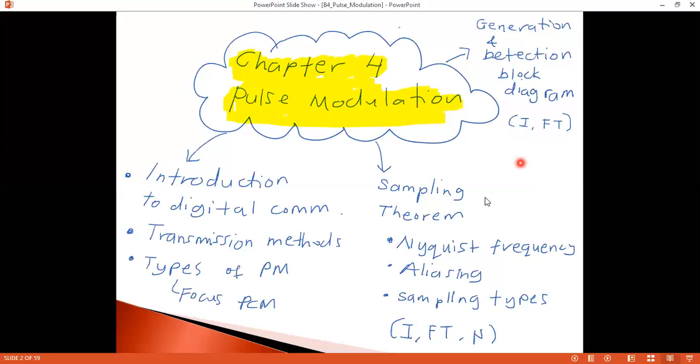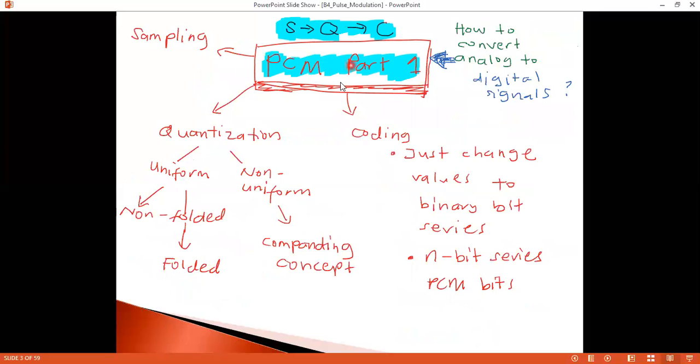So today we'll continue with the second lecture on PCM, which is PCM part 1. In this part, we deal greatly with how to convert from analog to digital signals. And PCM basically involves three main processes: sampling, quantization, and coding.